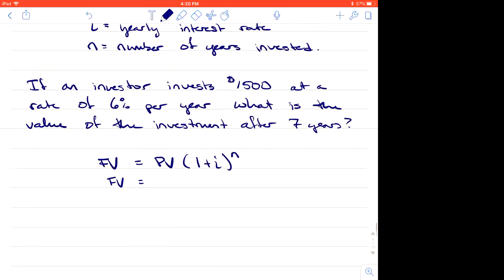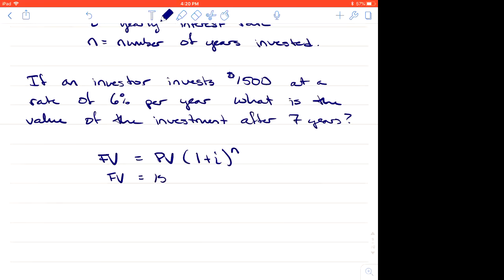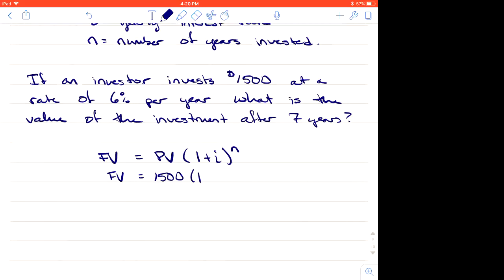The future value is the present value we decided was the 1,500 times 1 plus 0.06 to the power of 7, right? 7 years. So I'll just make a little note here, right? The I must be in decimal form. Otherwise, we can't math it.